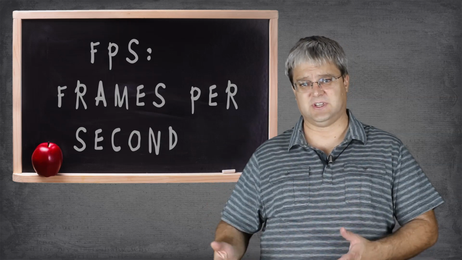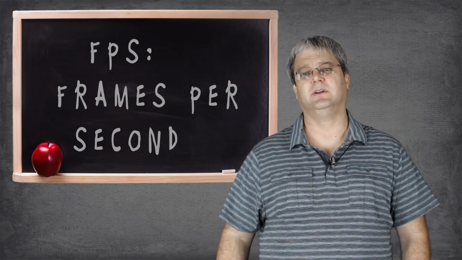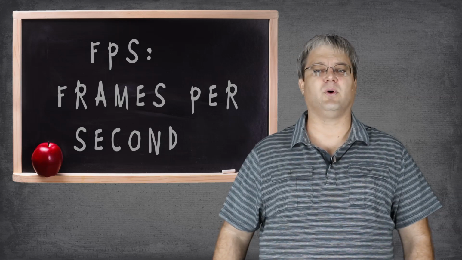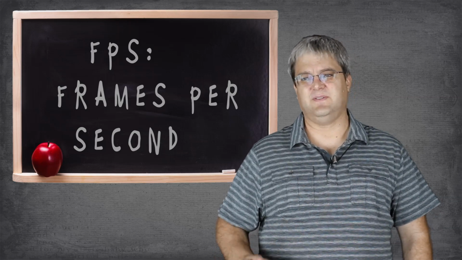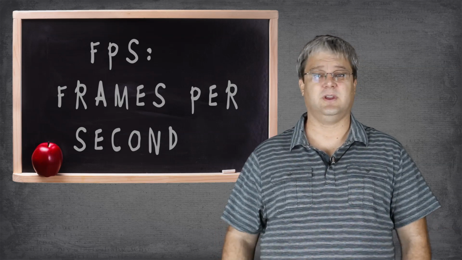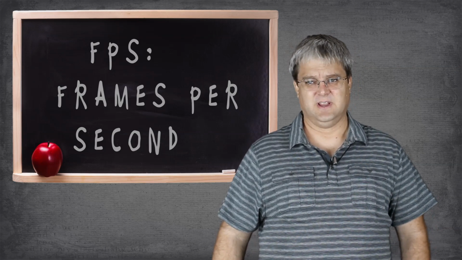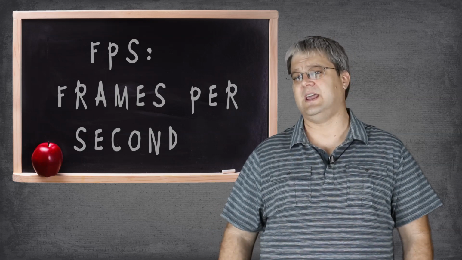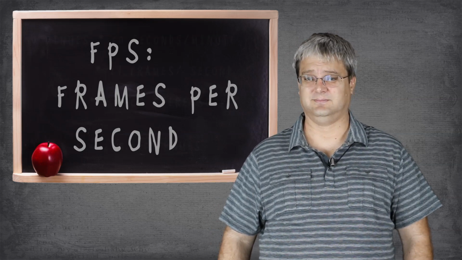The more frames per second, the smoother the motion will appear. Movies are typically 24 frames per second, while TV in America is 30. Video games can be 30 or even 60 frames per second. And if what you're watching is in 3D, it's twice that.